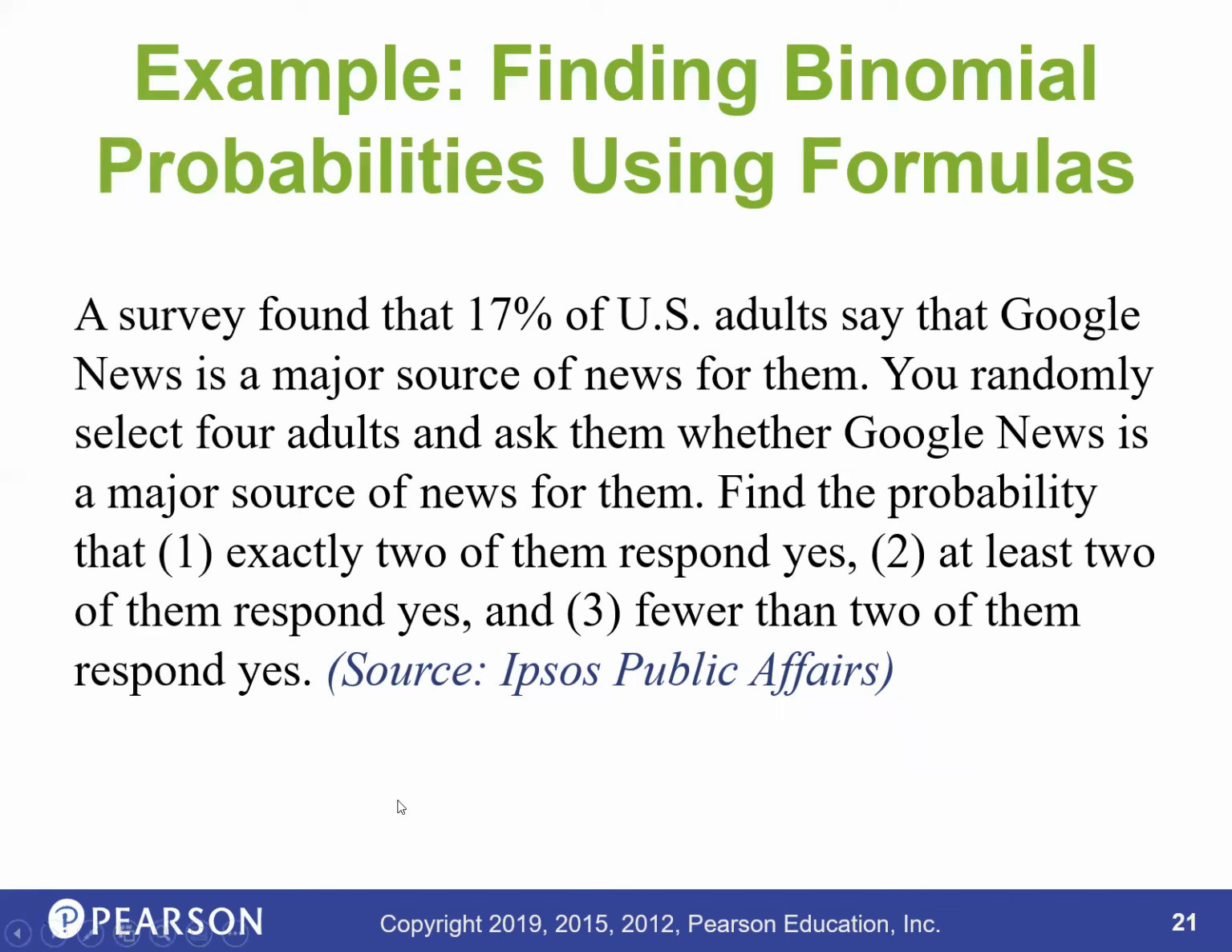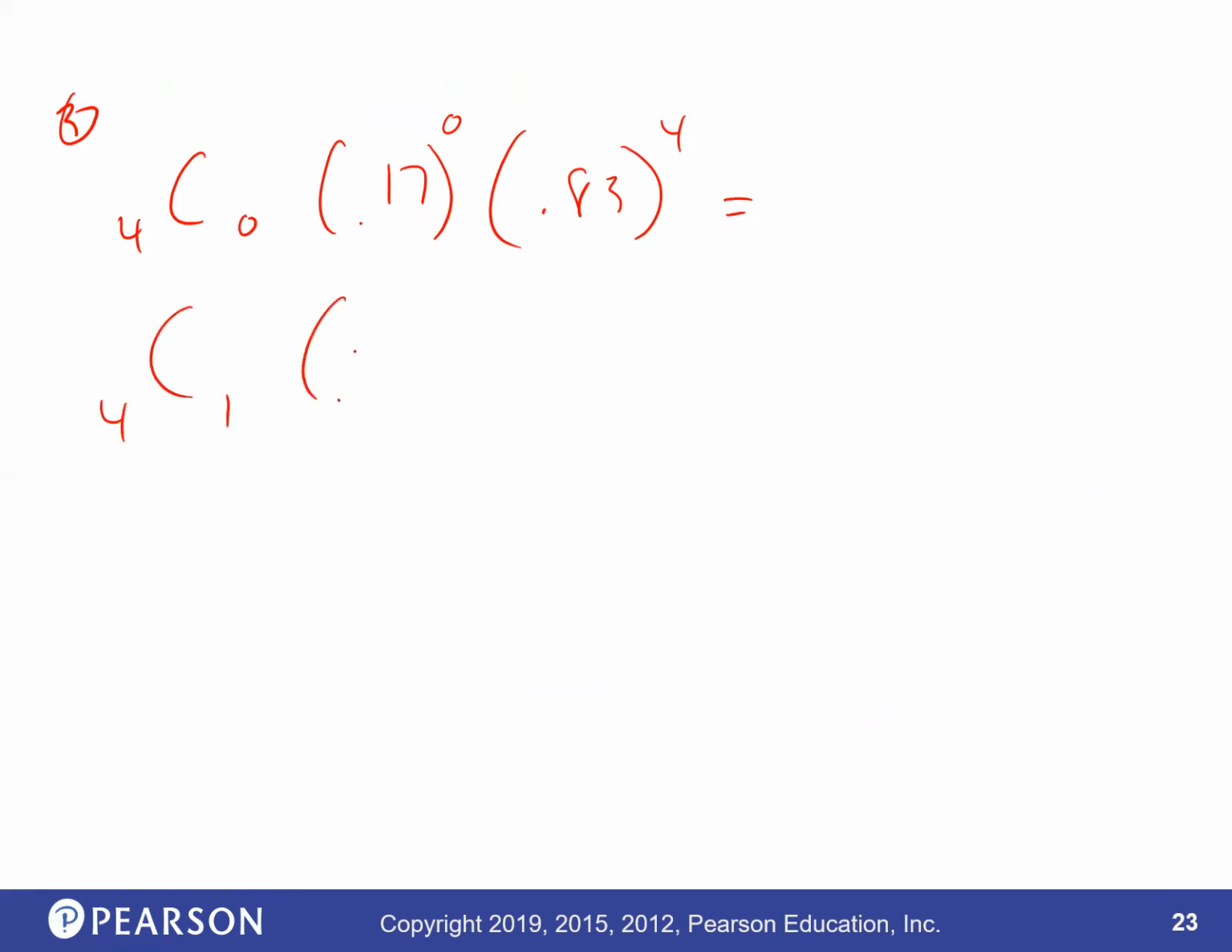Let's do this quickly now that I know where I messed up. Going over here, number three is 4C0, 1.7 to the 0, 0.83 to the 4. There's all my failures. And then one success only. That's what I got here. Can you guys give me 5-place decimal accuracy here? Or even more. Okay, I'll do it.